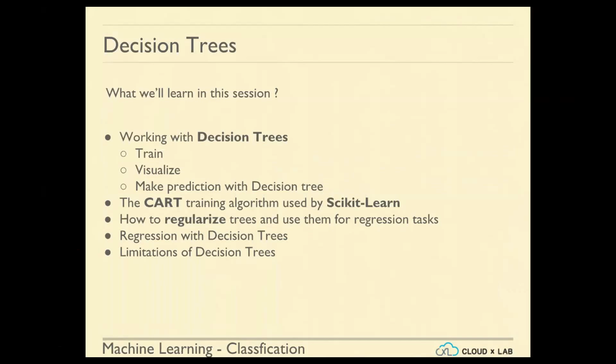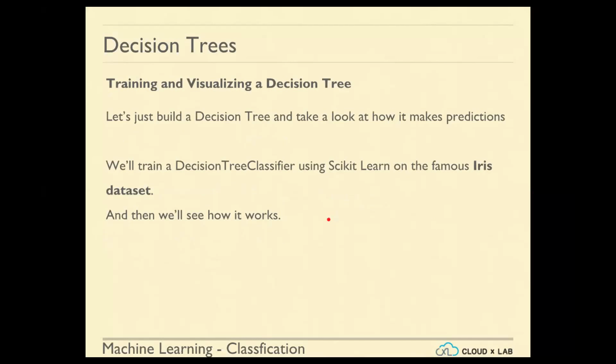All right. Now, let's move on. This is a very interesting topic, because there's something that goes on in our mind, very much like the way we take decisions. Okay, so let's just build a decision tree and take a look at how it makes predictions. We will train a decision tree classifier using scikit-learn on the famous iris dataset, and then we'll see how it works.